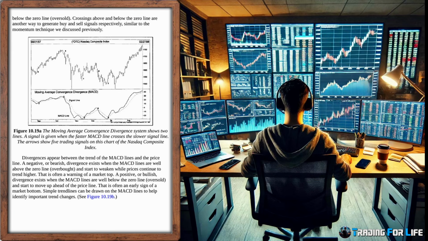Divergences appear between the trend of the MACD lines and the price line. A negative or bearish divergence exists when the MACD lines are well above the zero line, overbought, and start to weaken while prices continue to trend higher. That is often a warning of a market top.